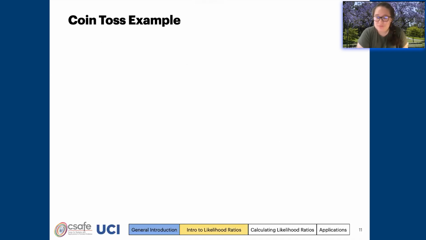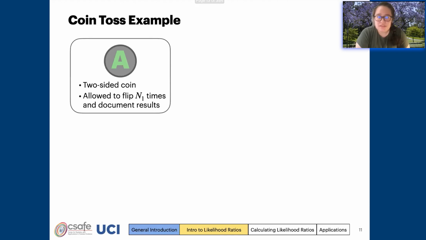So to start out with the first part of the tutorial section, we'll go with a very classic statistical example of tossing a coin. And this example will ground the concepts that I'll introduce for the first two parts of the webinar. So in this example, suppose that we have this two-sided coin, coin A, and we're allowed to flip this coin some number of times and document the results.